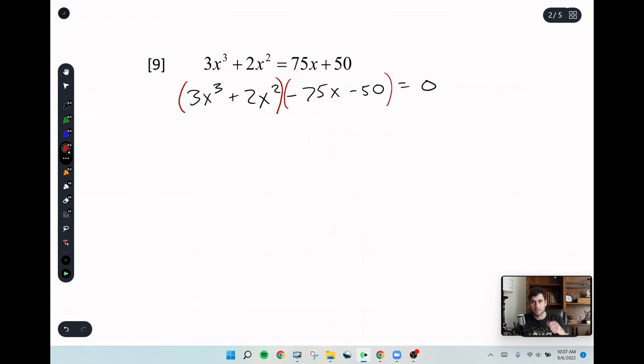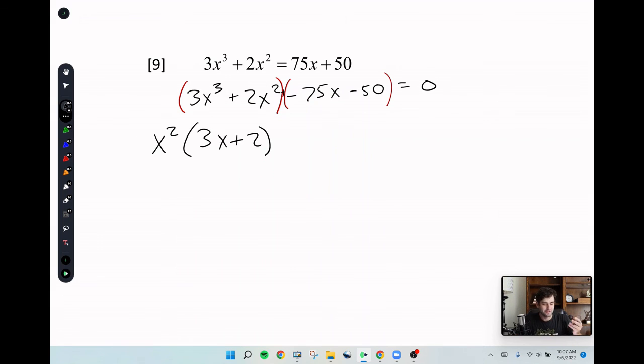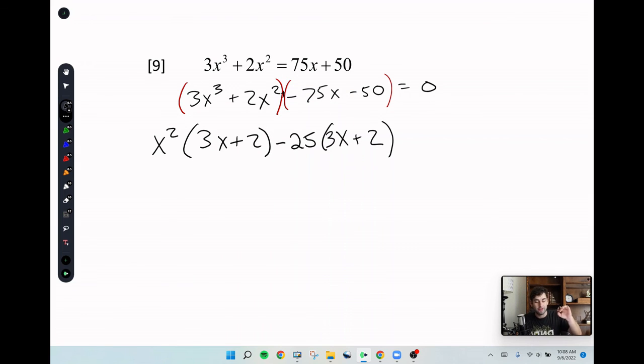No, there's not a 3 in common. There's nothing in common. It would just be x squared gets pulled out. We pulled an x squared out, so we're left with 3x plus 2. And then I'm going to put a plus sign here so we don't forget they're being added, not multiplied. And then what looks common? Negative 25 probably. So if I pull a negative 25 out, I'm left with 3x plus 2.